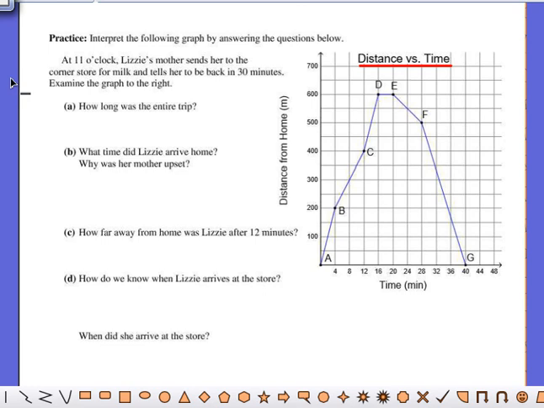So I'd like you to try this one on your own. You're going to answer each of these questions. Really focus on the graph. Look at the numbers that are on your y-axis and x-axis. So I'm going to ask that you pause the video at this time and try this on your own. When you press play, we will go over the answers.